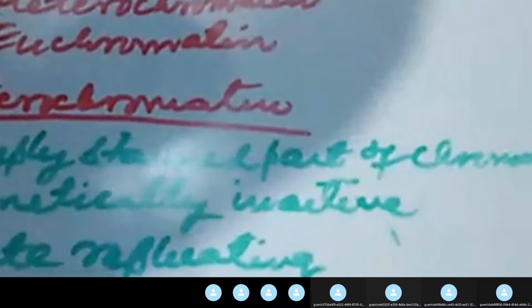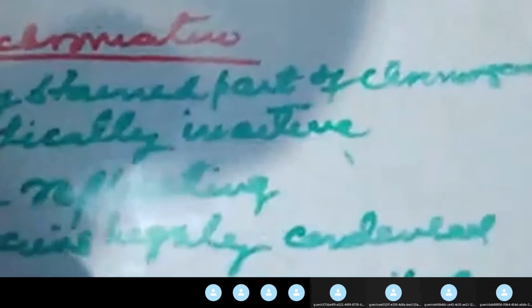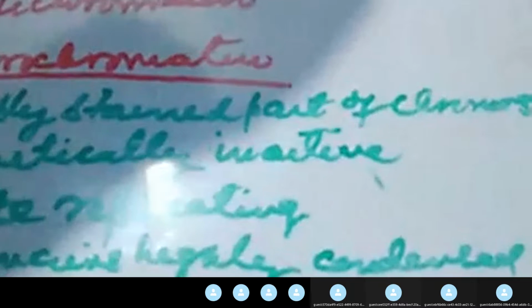Next character of this heterochromatin is that, as I have mentioned earlier, this part of the chromosome replicates at the end of the S phase, the synthetic phase. This part of the chromosome does not get acetylated. There is a very important term, acetylation, which you will come to understand when I will be teaching you the nucleosome. So the heterochromatin part does not get acetylated.